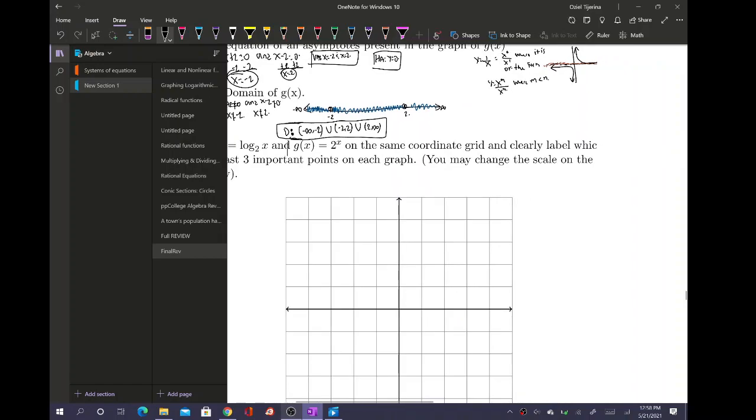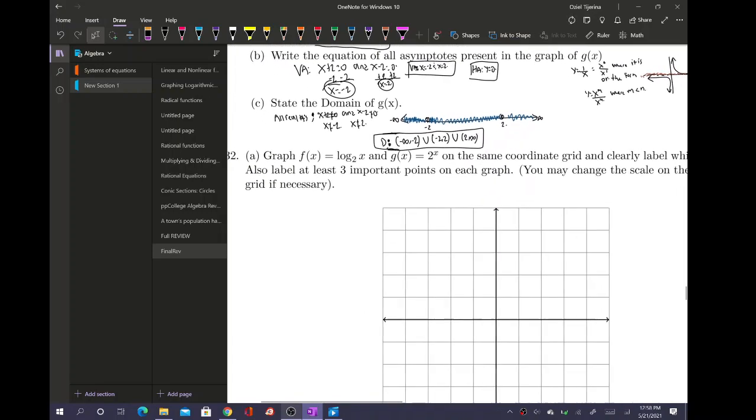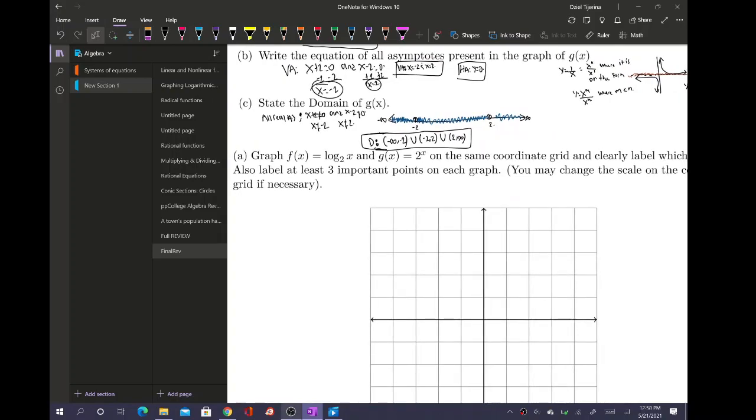Okay, this one says graph f of x equals log base 2 of x and g of x equals 2 to the x on the same coordinate grid, and clearly label which is which. And then it says also label at least 3 important points on the graph. You may change the scale on the grid if necessary.